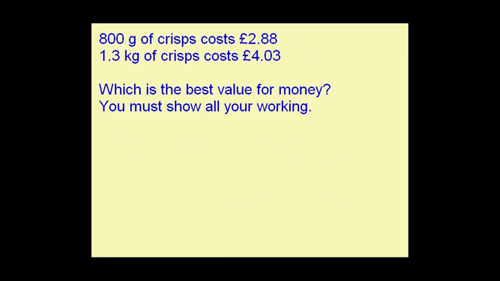Here's your final question. Again, you need to be careful with this one. Here, the amount of crisps is given in grams, and here it's given in kilograms. So you either need to change them both to grams or both to kilograms before you begin. Remember, there are 1,000 grams in a kilogram. Press pause and have a go. When you're ready, press play.